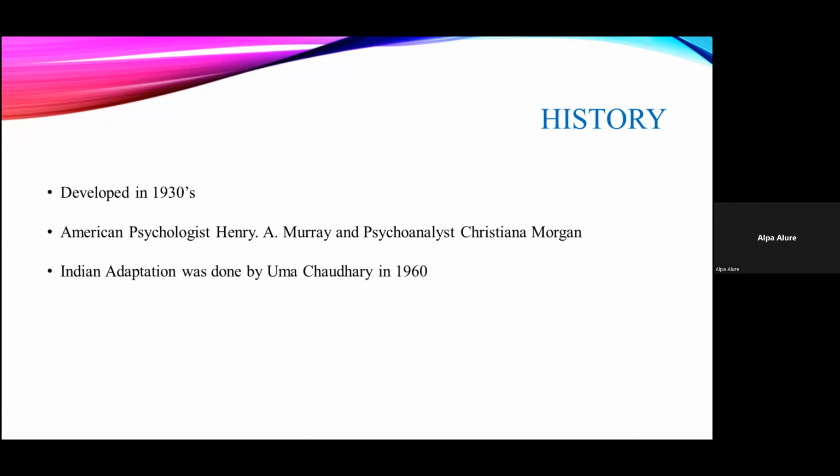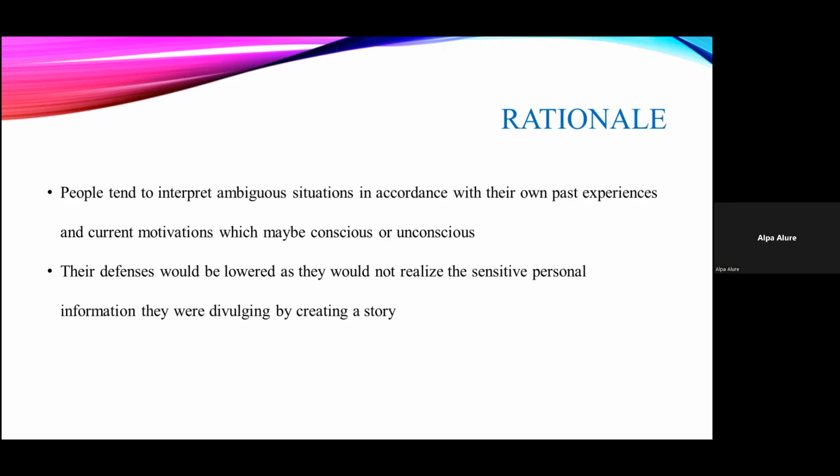So this test was developed in the 1930s by Henry Murray and Christiana Morgan. And the Indian adaptation of this test was done by Uma Chaudhary in 1960. Okay, the rationale behind this test is that people tend to interpret ambiguous situations in accordance with their own past experiences and current motivations, which may be conscious or unconscious, and their defenses would be lowered as they would not realize the sensitive personal information they would be divulging when they are creating a story.